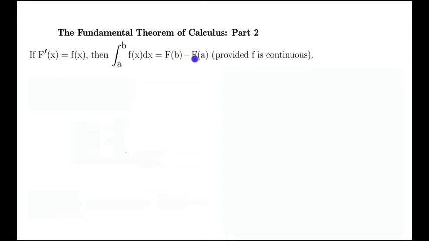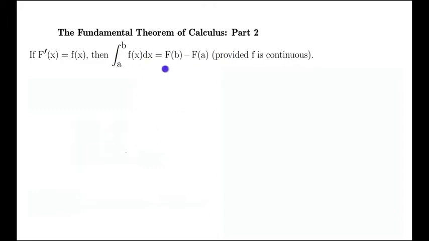Except, it's in a little bit different format. Since we're integrating from a to b here, we have a definite integral. And what we get back is a definite number. It's the original function evaluated at the top limit of integration b, minus the original function evaluated at the bottom limit of integration a. This is, again, provided that f is continuous.